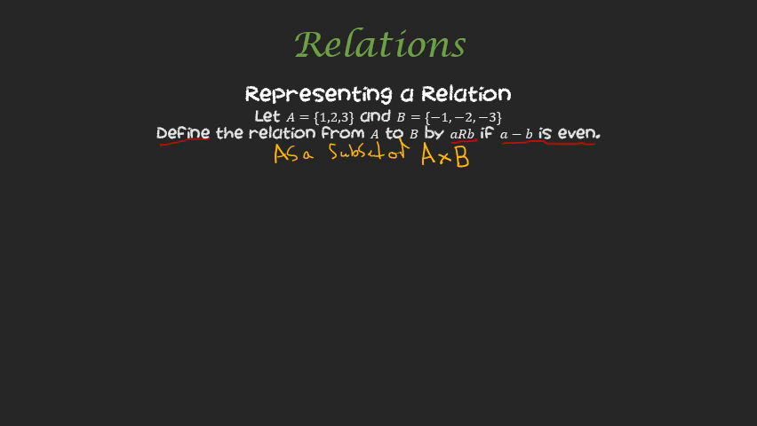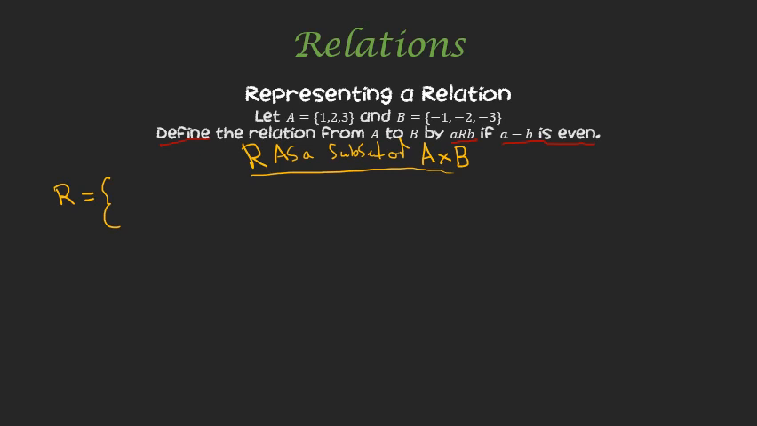Subset of A cross B. So we'll think of the relation R as a subset of A cross B. Remember, this is really the definition of a relation. It's a subset of the cross product. And so in this case, let's write out R. This will be a good way to get a handle on whether we know how to tell if a and b are related.